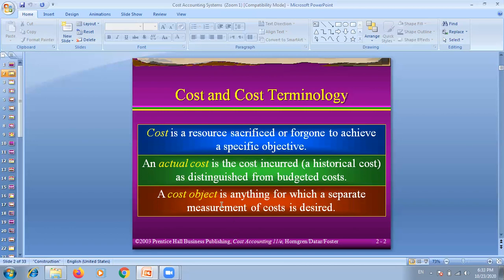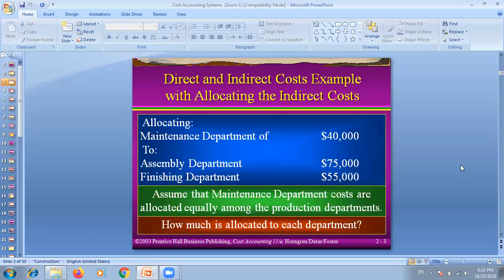A cost object, I told you in managerial accounting also, is something for which I am measuring its cost. The cost object is anything for which a separate measurement of cost is desired. Regarding allocation, I told you that there is direct cost of the departments. For example, assembly department has its own direct cost 75,000. The finishing department has its own direct cost 55,000. But both departments need maintenance. The maintenance department has a cost of 40,000. How to allocate the 40,000 to the 2 production departments, assembly and finishing?